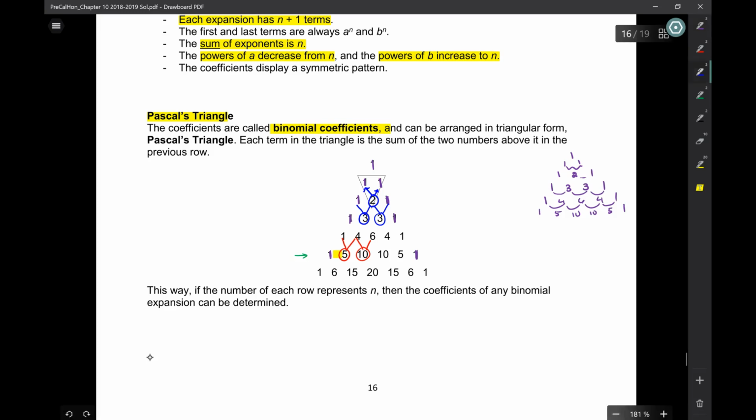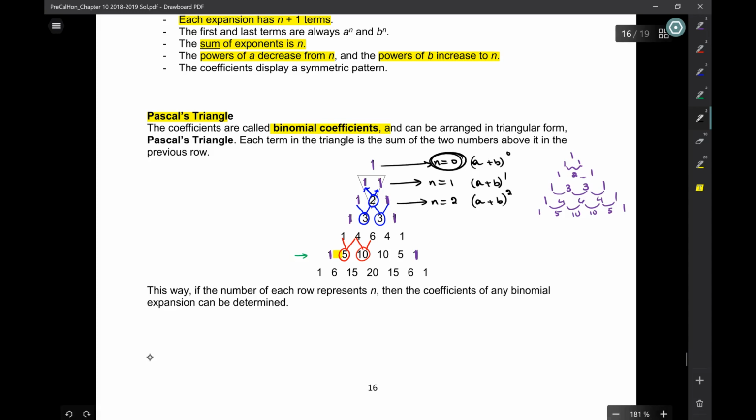Okay, let's talk about levels. This first level is n equals 0, so this is equivalent to (a + b) to the power of 0. The second level is n equals 1, equivalent to (a + b) to the 1. You have to remember that you start with 0. Next, n equals 2, so this is equivalent to (a + b) to the 2, right?